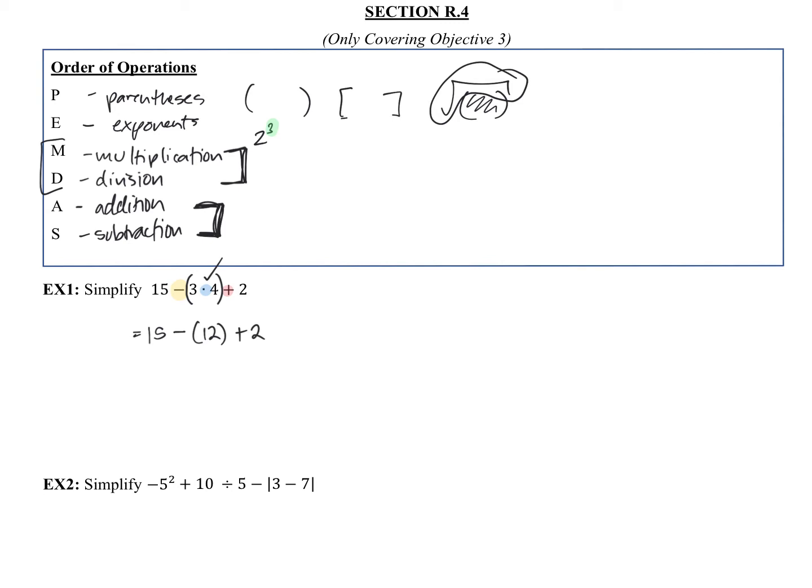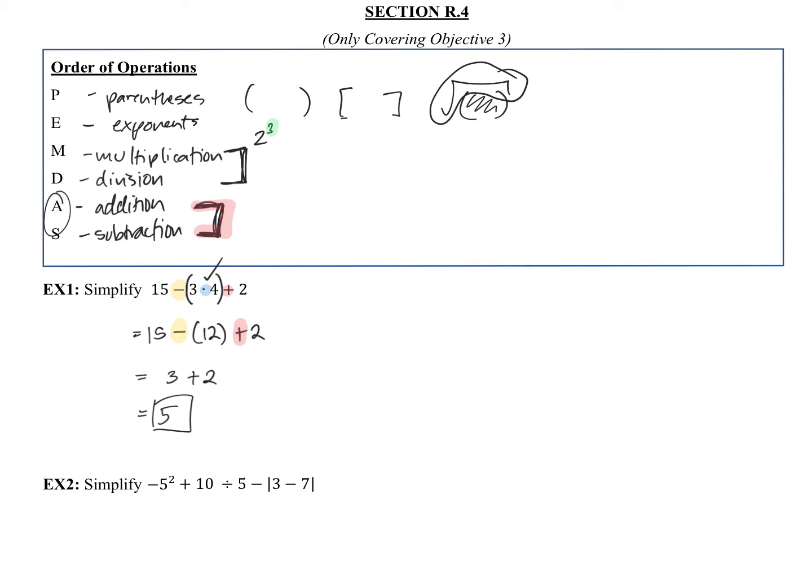Okay, so we've done the multiplication. Now let's look at addition and subtraction. Do I have those? I do. I have that subtraction and I have that addition. Which one do I do first? Well, addition and subtraction, remember, are on the same level of importance, so just from left to right. Which one comes first? Well, that subtraction comes first. So we'll do 5 minus 12. Bring down that plus 2. And then lastly, the only operation you have is a plus, which would give you a 5.